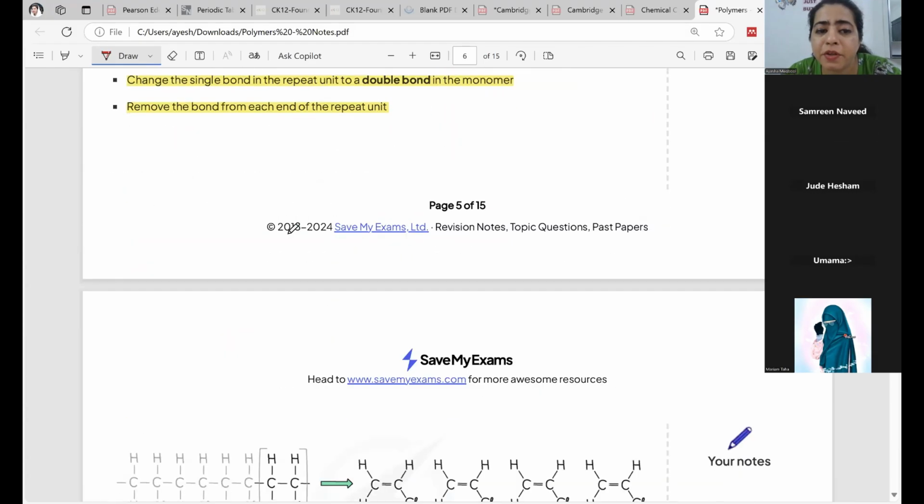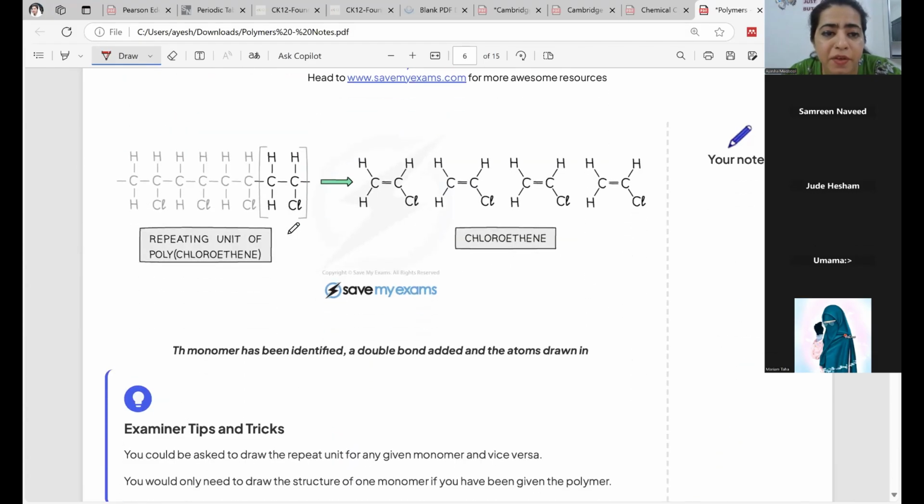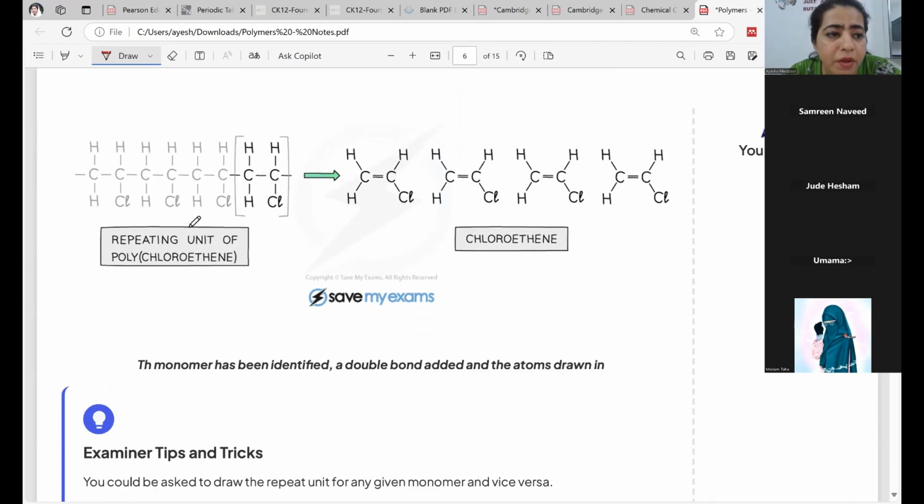Okay, so this is a must-thing to write. Same thing is given to you. Let's say this is one of the polymers given without brackets. A polymer can be given to you with brackets, or without brackets. Let's say this is one of the polymers given.